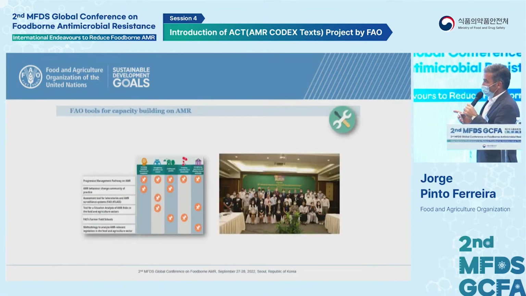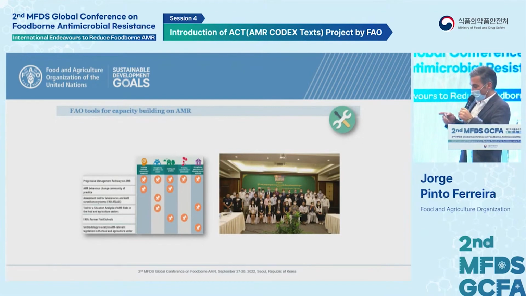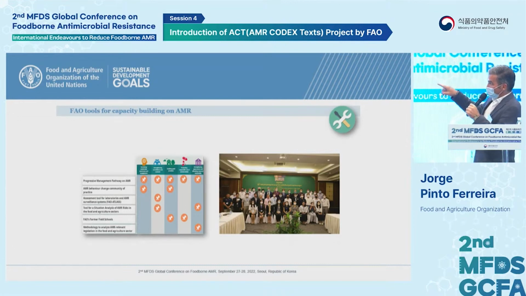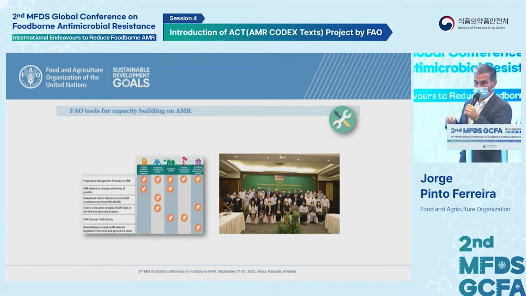This is where we are now. As Alejandro, for example, mentioned, FAO has produced different tools for the benefit of the countries. One of them is called the PMP, the Progressive Management Pathway on AMR. This means putting together, in meetings similar to this one, the different stakeholders of the different countries to discuss where they are and what they can do better regarding antimicrobial use and antimicrobial resistance. This is the actual picture of the meeting that I had the pleasure to attend in Cambodia, one of the 6 countries of this project.